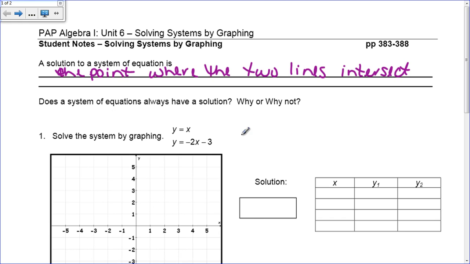And we've talked about this too. Does a system of equations always have a solution? No, it does not, because sometimes lines don't intersect. Sometimes I've got parallel lines and they don't even cross. And so the reason we don't always have a solution is because not all lines intersect.